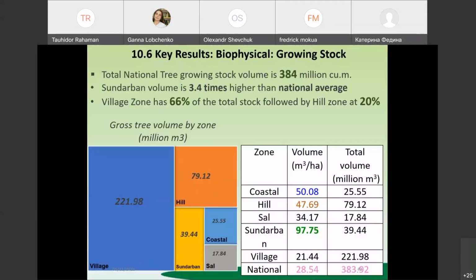Biophysical growing stock is also highest in the Sundarban, at 39.44 million cubic meters. Per hectare it is 97.75, which is highest in Sundarban.